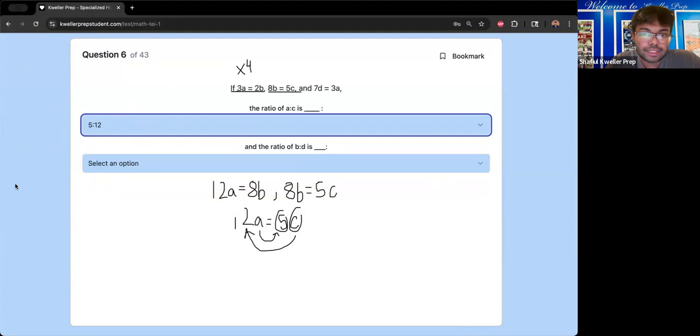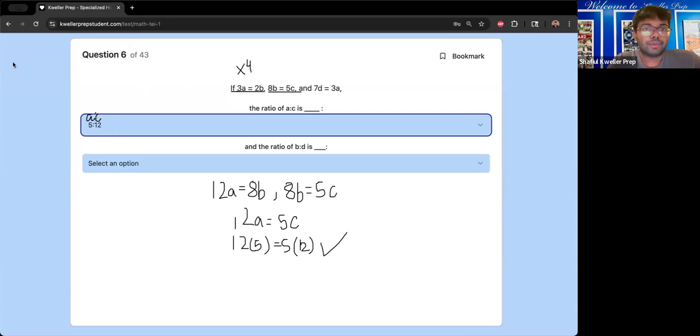If you don't understand this, think about it like this. The ratio of A to C is 5 to 12. That means A is 5 and C is 12. Let's plug in A is 5, and then C is 12. 12 times 5 is equal to 5 times 12. Is this correct? Yes, it is correct. So that's how we know we did it correctly.